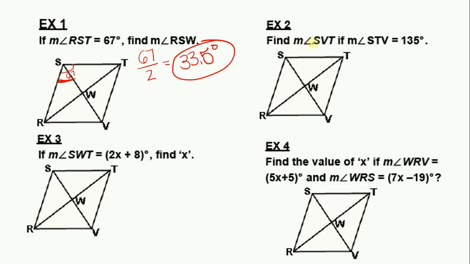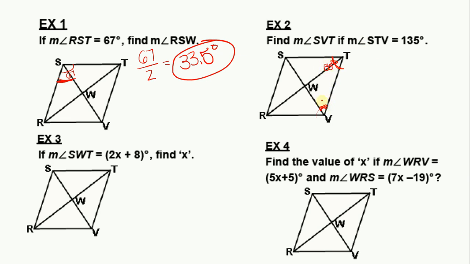Example 2: measure of SVT if the measure of STV, so this big guy, is 135 degrees. So they want us to find SVT, this angle right here. This might take a bit. How can I do this? Well, I know that the big angle plus this big angle is supplementary because that is a parallelogram, right? And we have parallel sides.